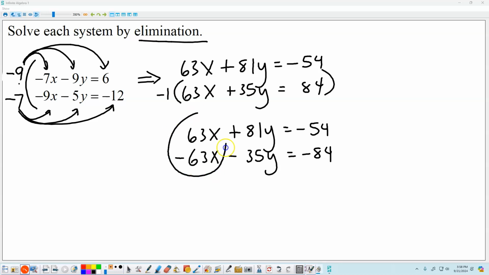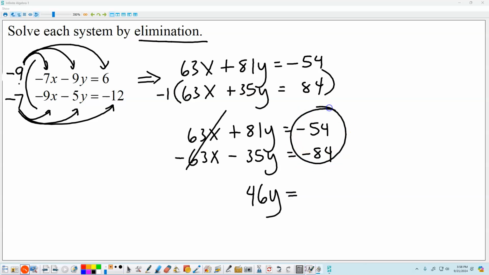I'm going to add my x's together, which will eliminate them. I will add my y's together. 81 take away 35. Let's see, I believe that'll be 46 if I'm not mistaken. And then adding my constants together here, I'm going to end up with negative 138. Now I'm going to divide both sides by 46.